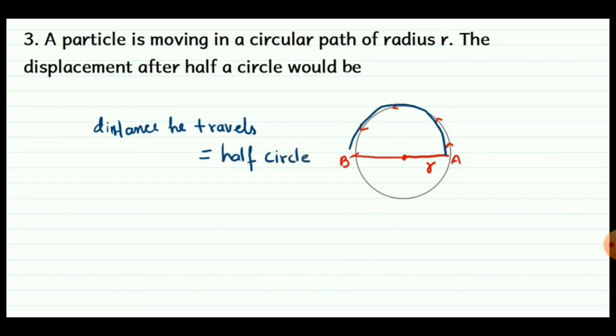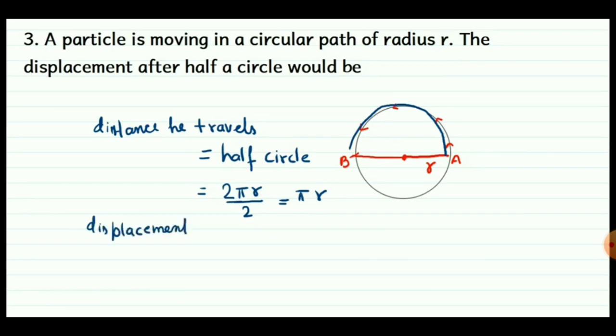Half of the length of a circle. What is the total length of a circle, student? 2 pi r. It is known as the circumference of the circle. Then how do we find half of the circle length? That means pi r. But student, pi r is the distance travelled by an object.